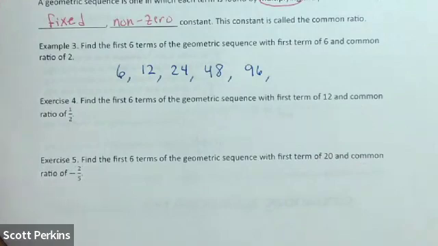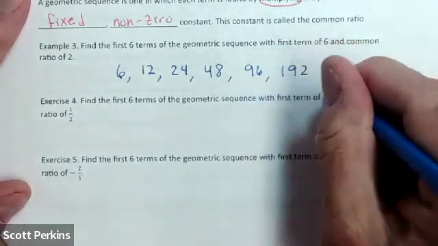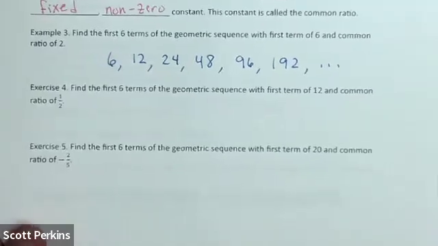So 96, I can't use my calculator either. All right, that's 192 is the sixth term. And then you could keep going if you wanted to, but we're stopping there.